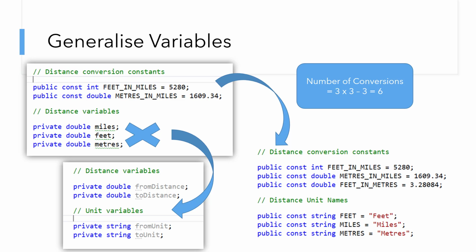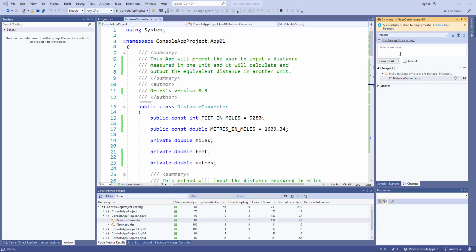And we need to introduce new variables. So instead of miles, feet and meters, we're going to have a from distance, a to distance, a from unit and a to unit. And we're going to need 3 conversion constants in order to do this. And we also need 3 strings, the units themselves, feet, miles and meters. So please make sure you've saved all your changes up till now, because this is going to be a major refactor. So I've just completed stage 2.